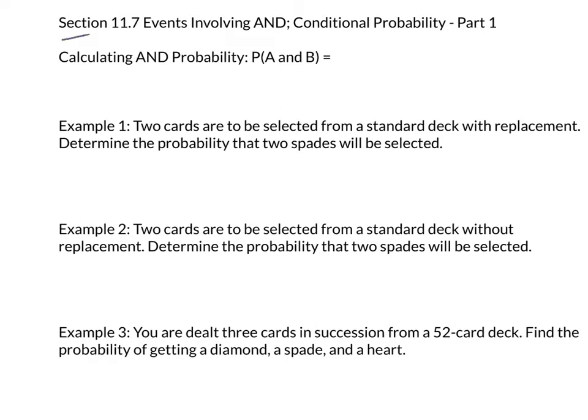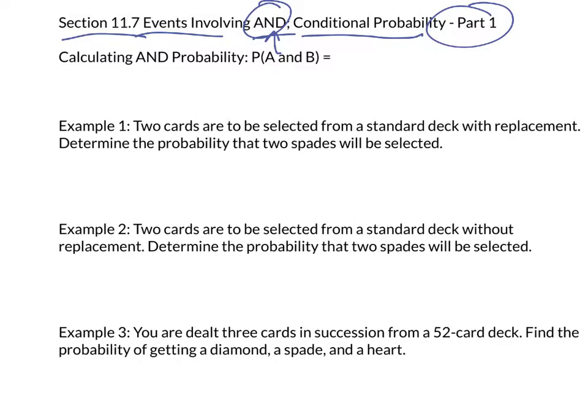Section 11.7 deals with events involving "and" and also conditional probability. And also, it's not part of the title of this section, but we're also going to see the "at least one" formula. So 3 more formulas in this section, in this chapter. This is broken up into 2 videos. This is just the part 1 video. In this first video, we're going to focus on the "and" formula.